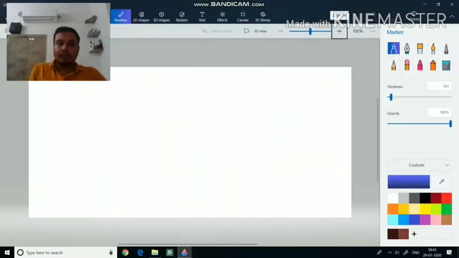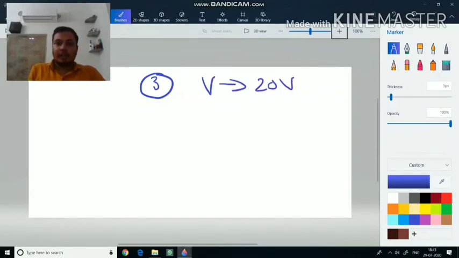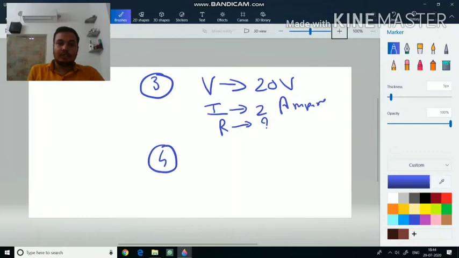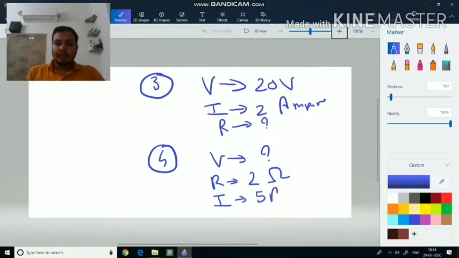Now let me give you some numericals for resistance. I already gave you two, so this is the third one. Potential difference was 20 volt and current passed was 2 ampere. What should be the resistance of that appliance? Fourth question. Here we have to find the potential difference. The resistance given is 2 ohm and current passed is given as 5 ampere.